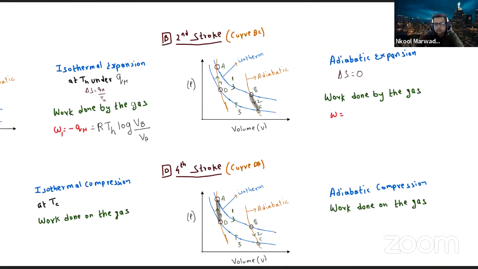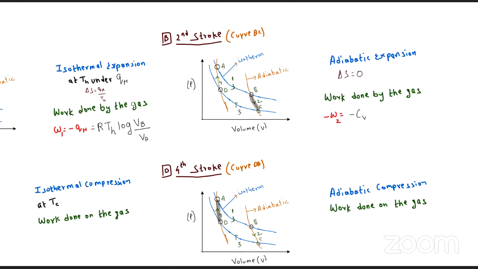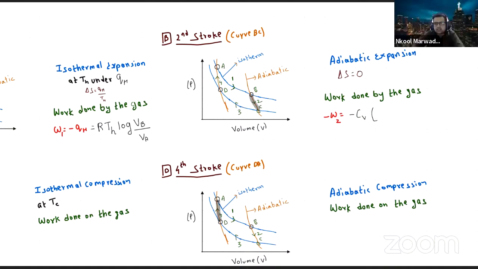Negative work done, W2, will be equal to minus CV, TH minus TC. So until there is a temperature difference between the hot source and cold source, like a hot region and cold region, work will be carried out naturally, spontaneously. The work done will be carried out, and this is what the work done will be.